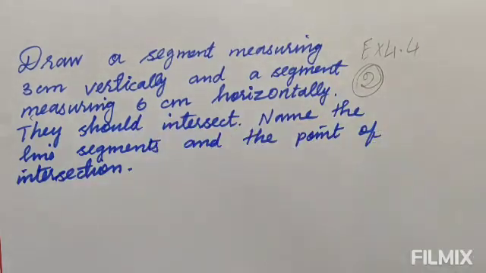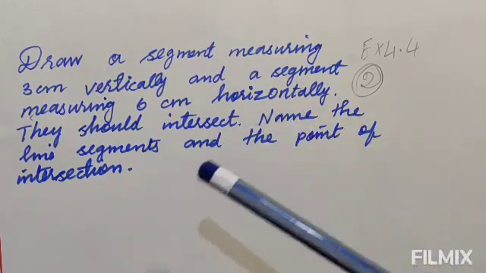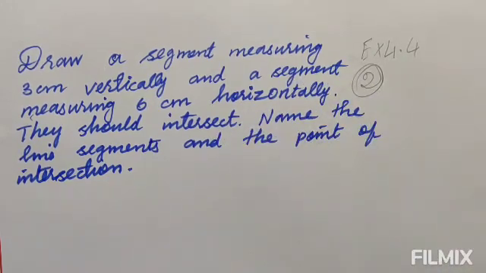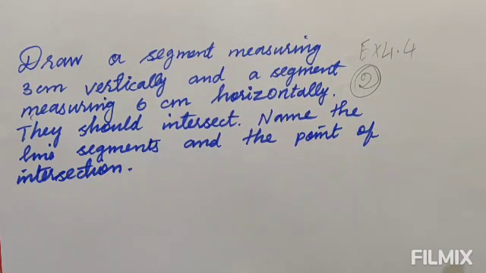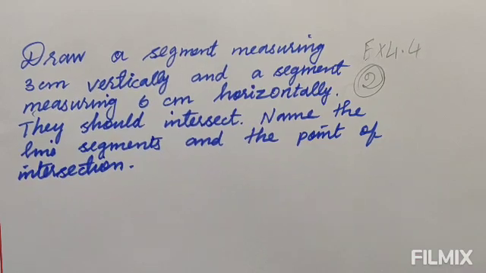It is given: draw a segment measuring 3 cm vertically and a segment measuring 6 cm horizontally. They should intersect. Name the line segments and the point of intersection. So they are asking you to draw 2 line segments and they have to intersect. Intersect means they have to cross each other, they have to cut each other. Then that cutting point you have to name. Okay, so let's do it.